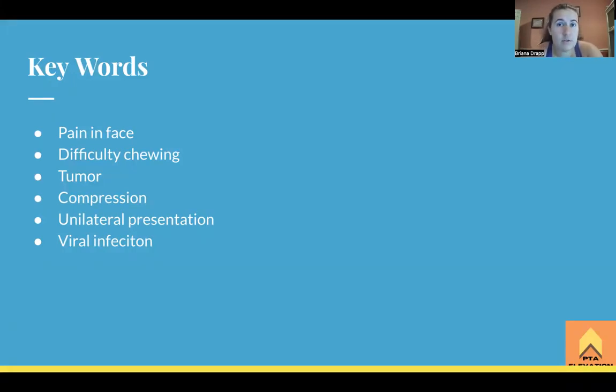Usually unilateral. Don't get this confused with Bell's palsy, but usually unilateral. If they're going to do a comparison, they're going to throw Bell's palsy in there, so make sure you know what Bell's palsy is going to look like. And then usually due to a viral infection, that tends to be a big one that shows up.